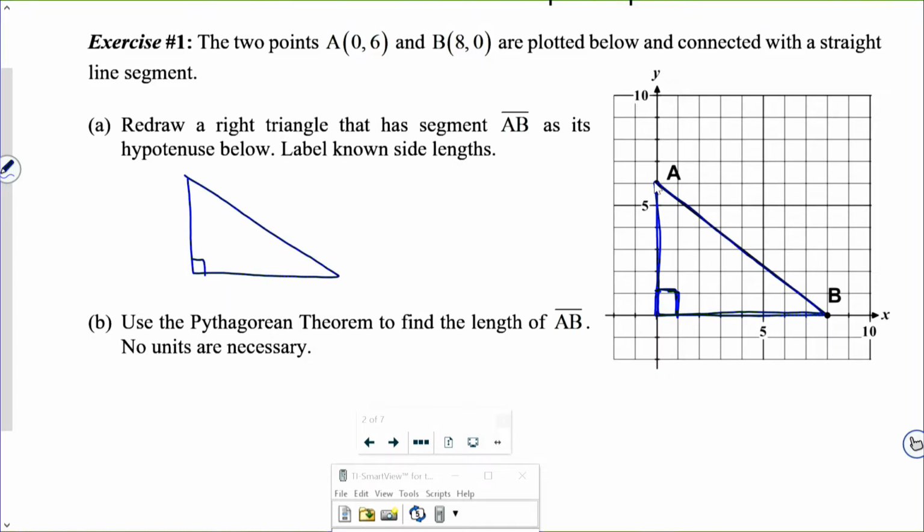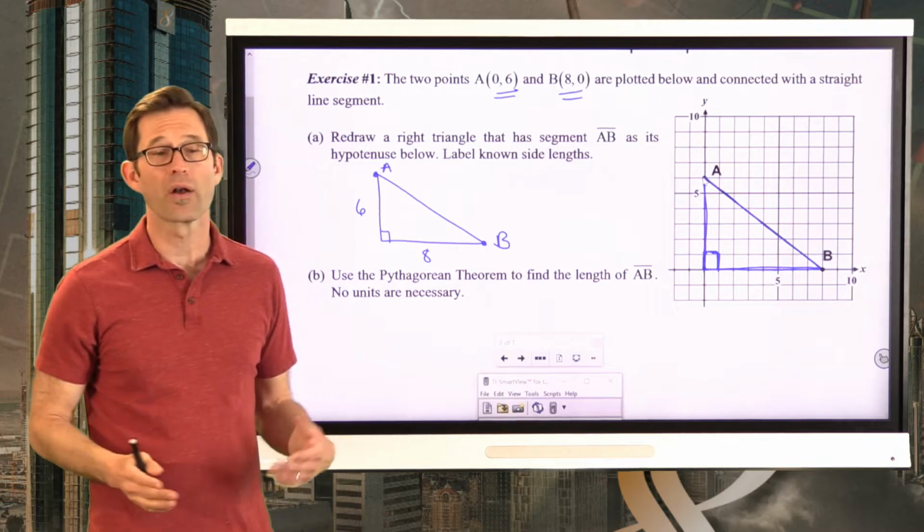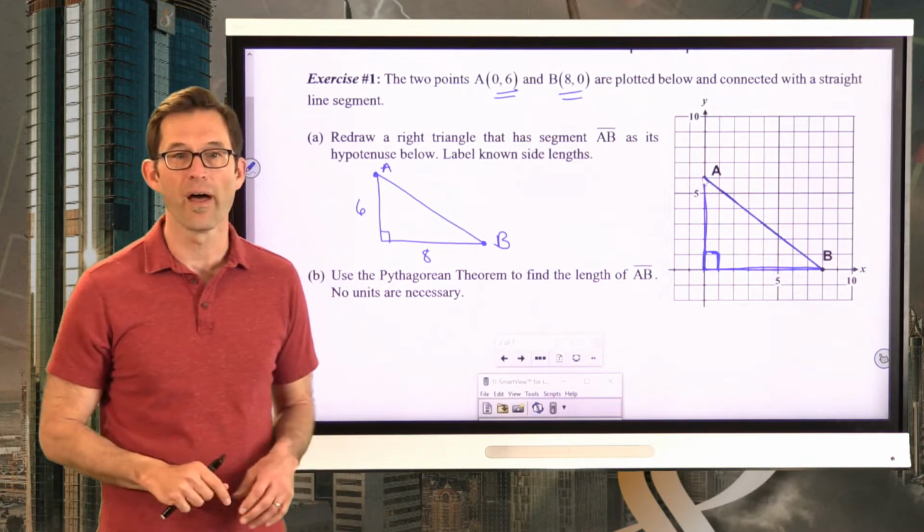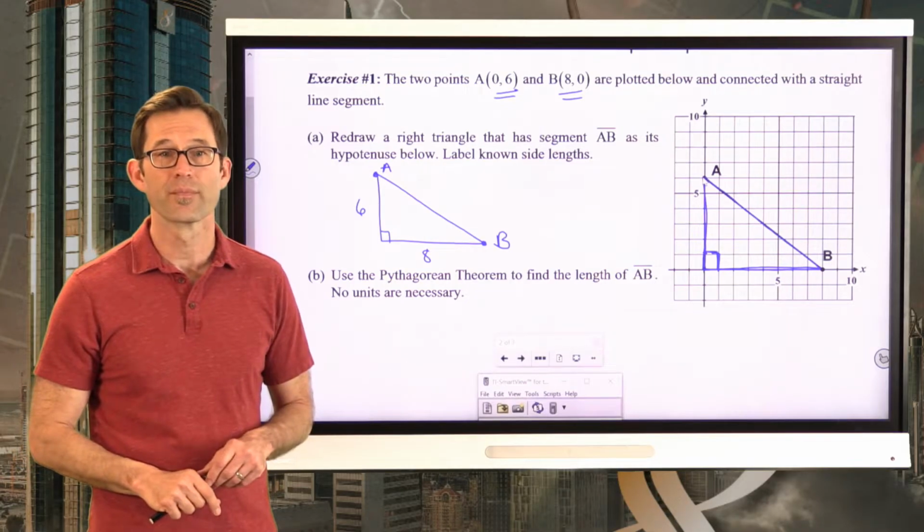What we definitely know is that this length is 6, right? It just comes from here. And this is 8, that comes from here. This is still point A, and this is point B. But now we've got a right triangle, which means our good friend, the Pythagorean Theorem, can come into play.